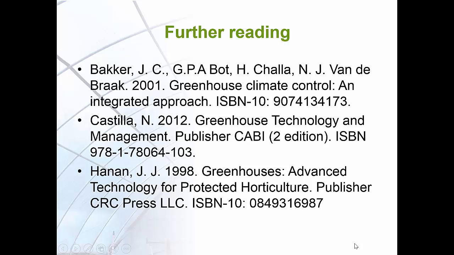If you would like to learn more about natural ventilation in greenhouse systems, here are some of the additional references that are recommended for you. For instance, Greenhouse Climate Control: An Integrated Approach, Greenhouse Technology and Management, and Greenhouses: Advanced Technology for Protected Horticulture.